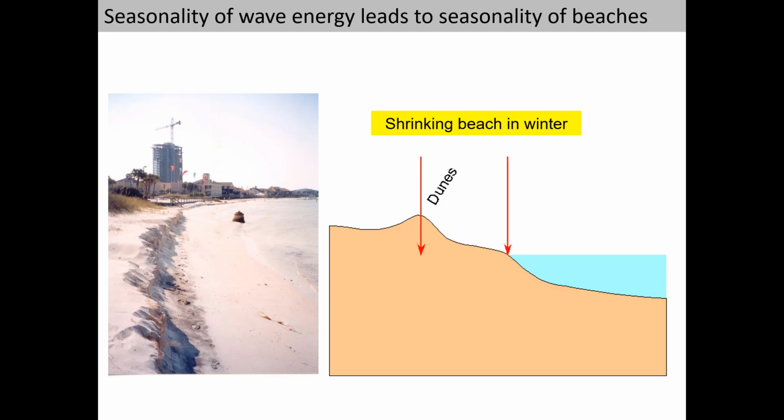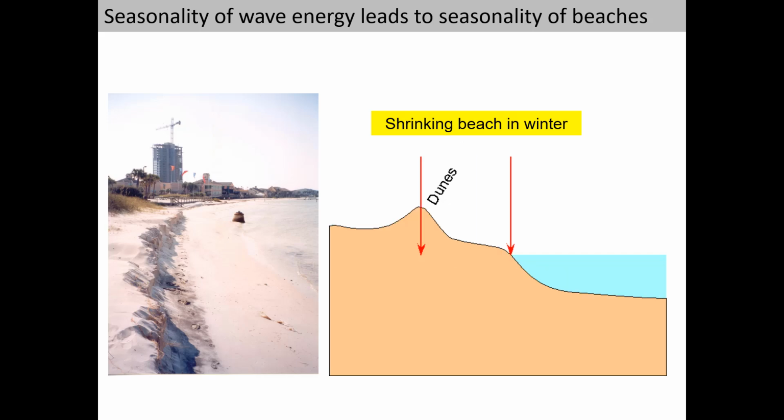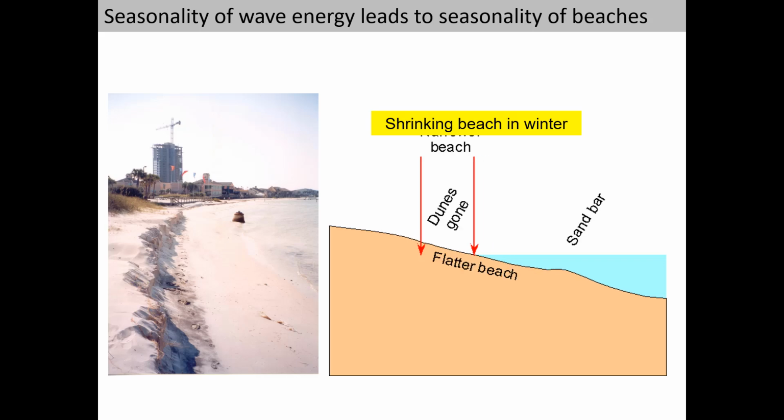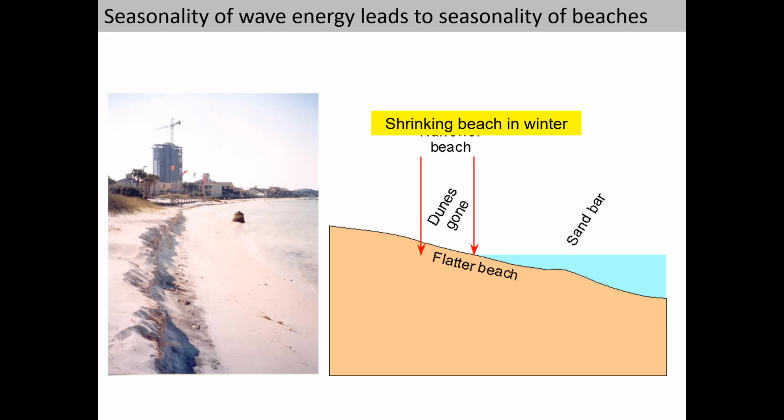Because wave energy tends to be seasonal, the profile of the beach tends to be seasonal. For example, in Florida, summer waves tend to be small, resulting in accretion of the beach, while winter waves tend to be large, resulting in erosion of the beach. This little animation here is showing what happens during a typical winter phase, where the large waves are removing material from the beach and the dunes and moving it into the near shore area over here.